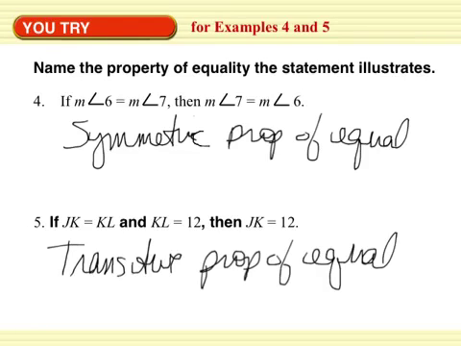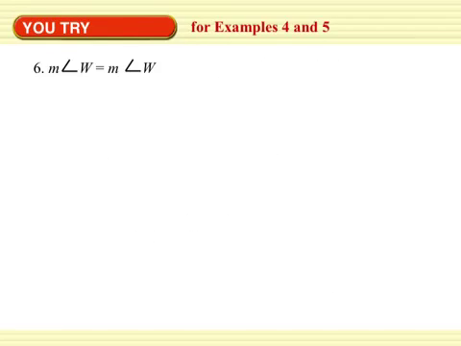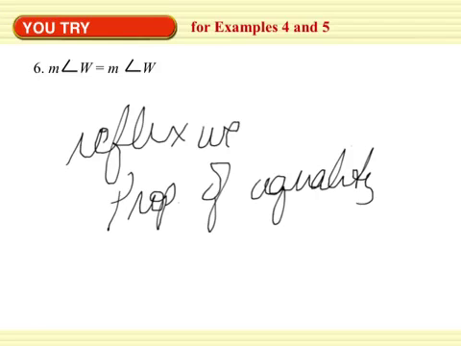Symmetric property of equality and the transitive property of equality. Last one, measure of angle W equals the measure of angle W. Push pause and write down your own answer. Reflexive property of equality.